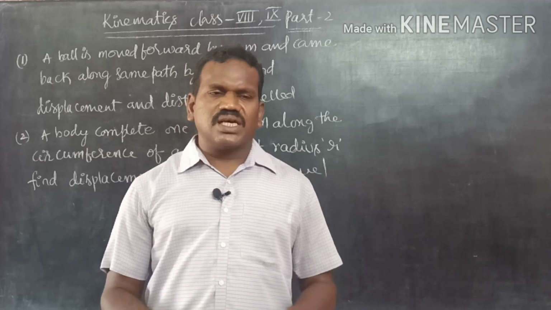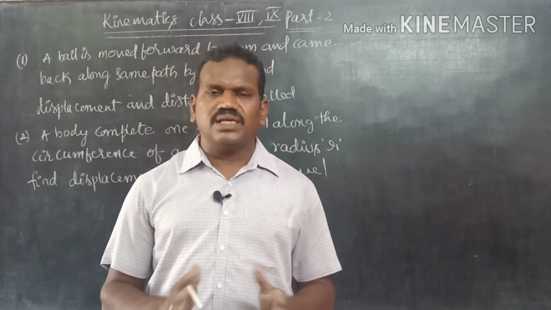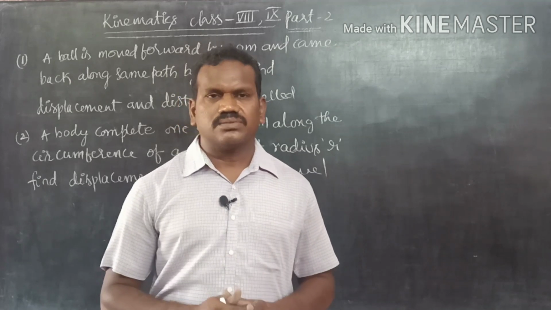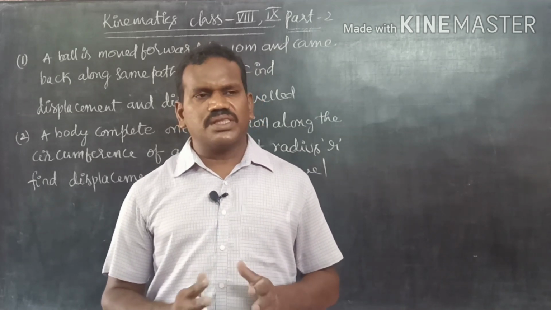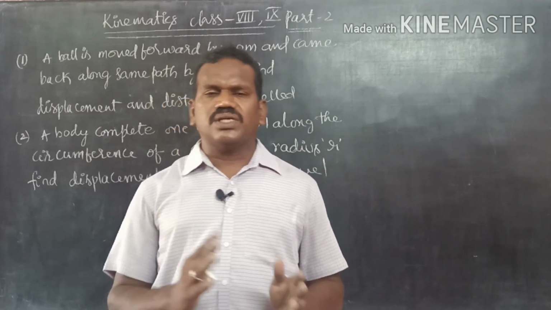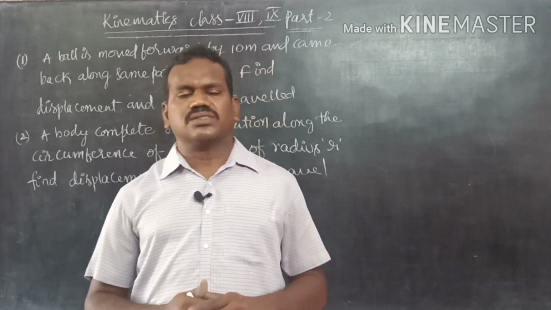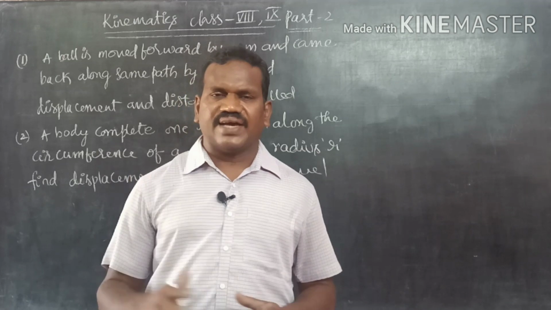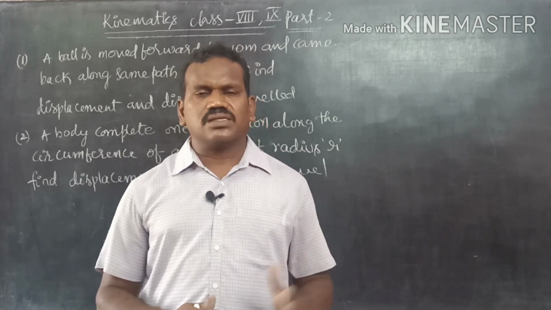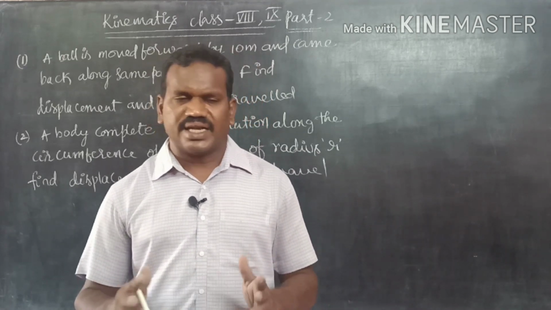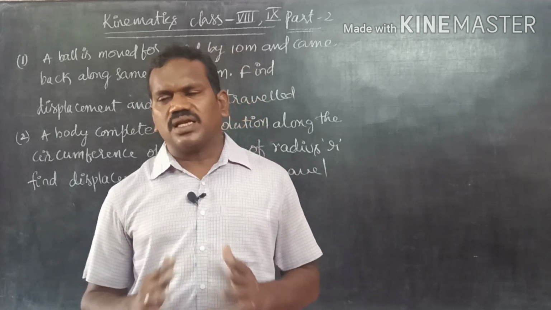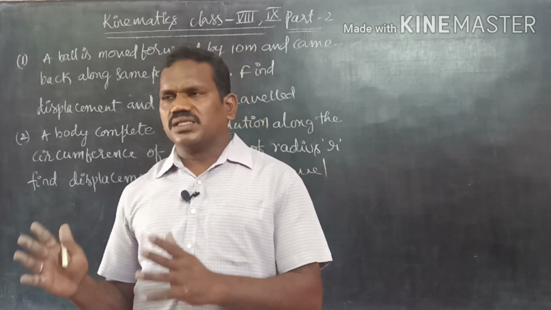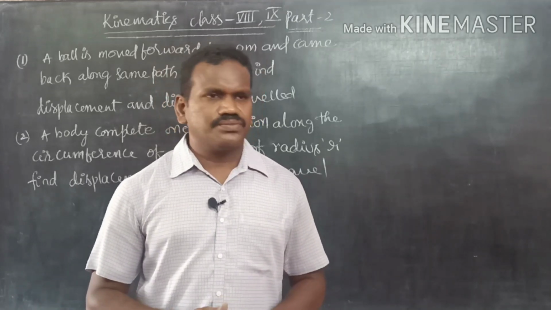A physical quantity which has only magnitude without any direction is called a scalar. A physical quantity with both magnitude and direction is said to be a vector. Scalars are unable to be drawn on a graph, whereas vectors can be drawn on a graph. This is the final conclusion we gave in the last video regarding scalars and vectors.